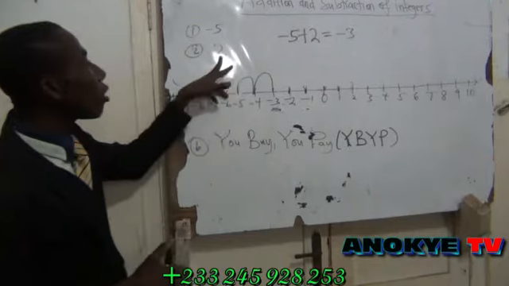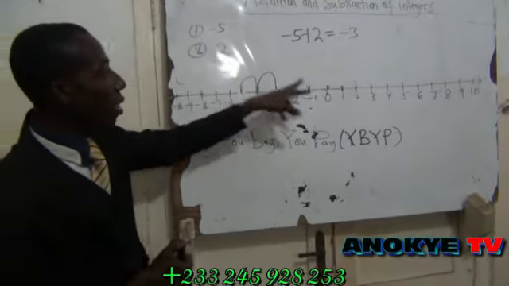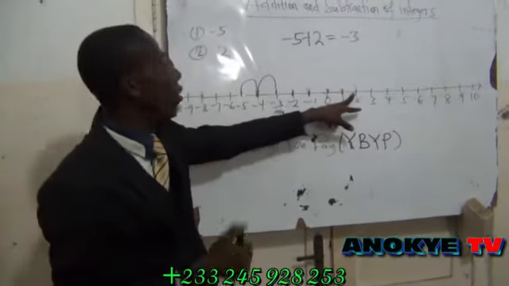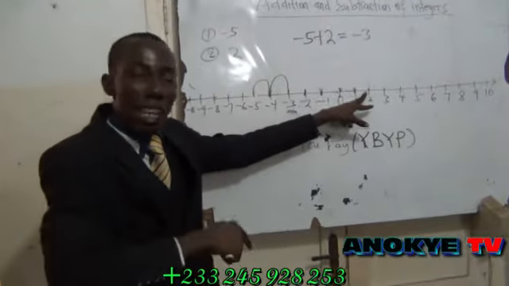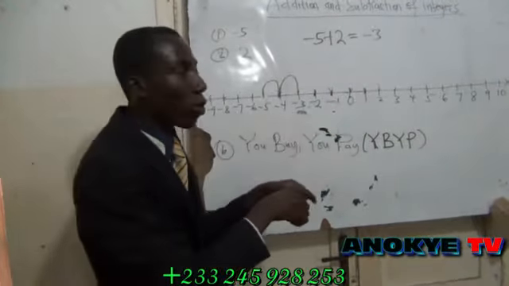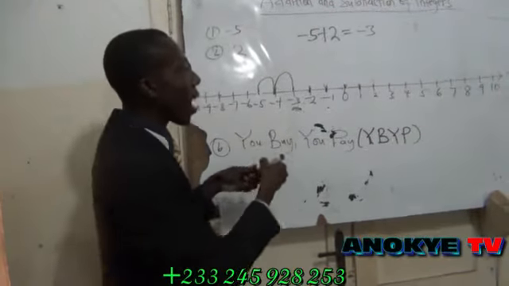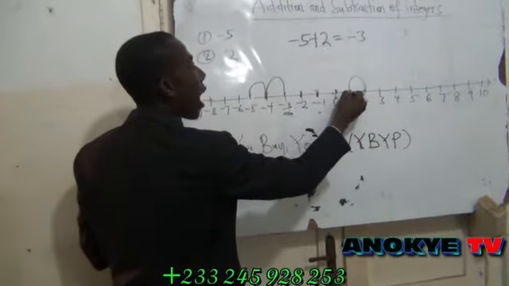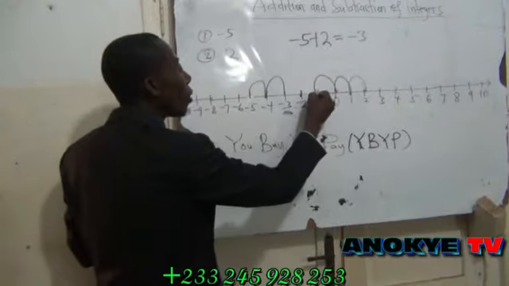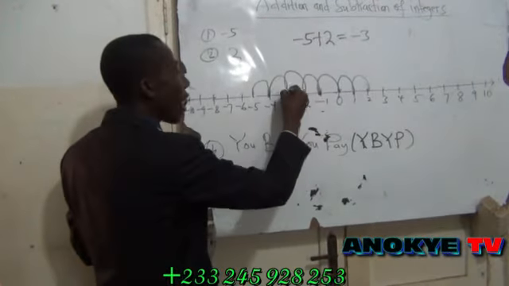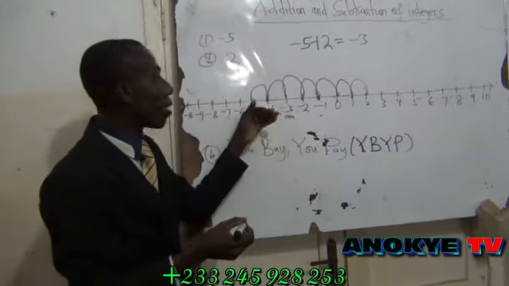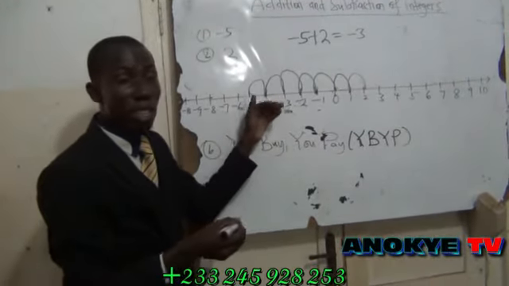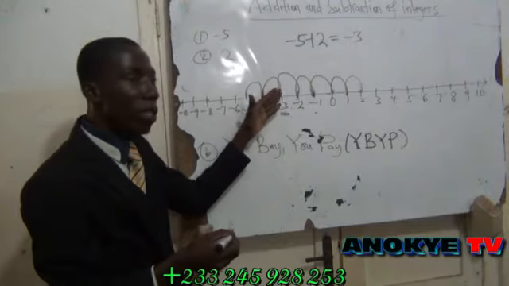You can choose to stand on 2. Let me stand here, which is 2. The second one is negative 5. Therefore, I'll move to the left 5 times. So let us see if we will get the same answer. So I have 1, 2, 3, 4, 5. We have the same answer. It is still negative 3. So you see, it is very easy if you use this.